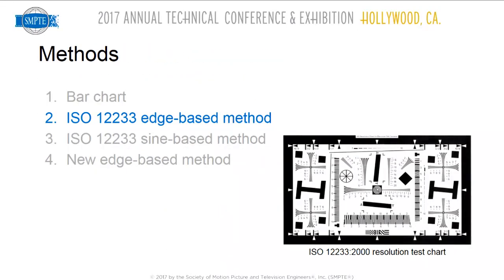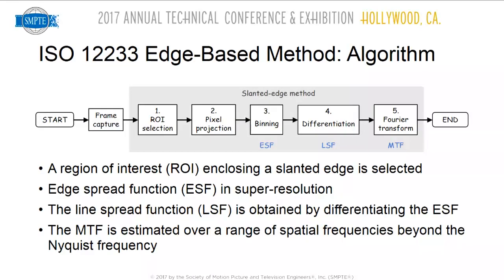The second one is the ISO 12233 standard edge-based method, which is called the slanted-edge method. In this algorithm, we select a region of interest, or ROI, enclosing the slanted edge, and we obtain the edge spread function, or ESF, in super resolution. And then the line spread function, or LSF, is obtained by differentiating the ESF. And the MTF is estimated over a range of spatial frequencies beyond the Nyquist frequency.